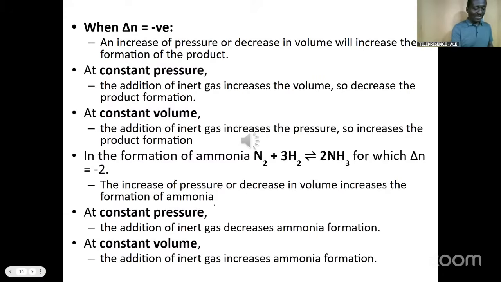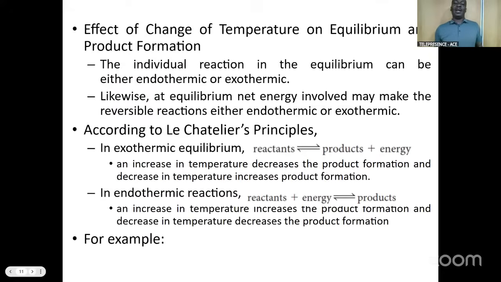Okay, let's make progress. Now, of all the factors that could affect equilibrium position, the only one that will affect the magnitude of the equilibrium constant is temperature. Of course the others affect equilibrium position, but only temperature changes the equilibrium constant. So let's see how a change in temperature will affect the position of equilibrium and of course product formation.